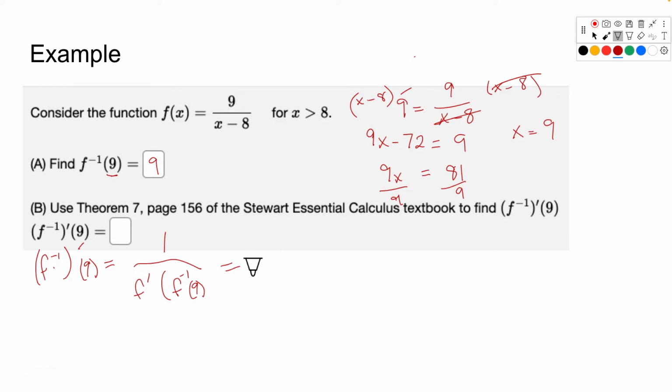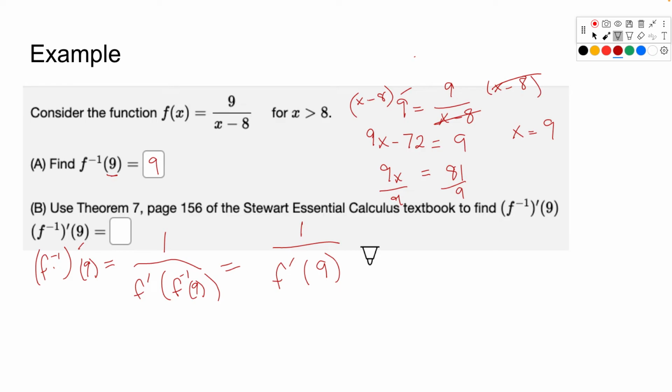Well, because they asked us to, we just found the inverse at 9. Right? And what is the inverse at 9? 9. Yeah, it's right up there. So, okay. So what we have is we're going to get our answer. All we have to do is find the derivative of the original function. All we have to do, right? And that's what the derivative of the inverse function at 9 is going to be.